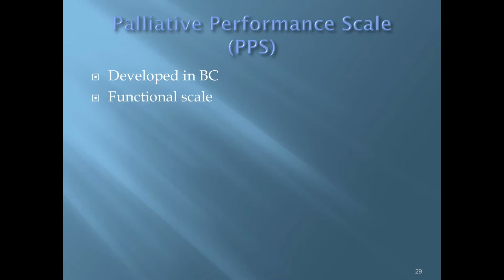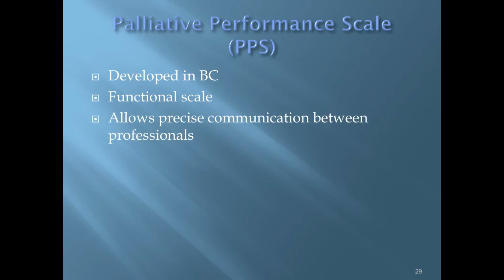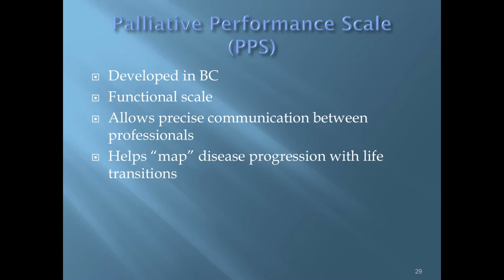It's a functional scale, so it talks much less about symptoms, but more about what you can do or what you can't do in your life. So this is much more to do with your disease trajectory. And again, like the ESAS, it allows precise communication between professionals about where that patient is on their disease. It helps map the disease progression with life transitions, and I'll talk a little bit about life transitions. And it helps with prognostication as well. And I'll talk a little bit about prognostication with different PPSs later as well.